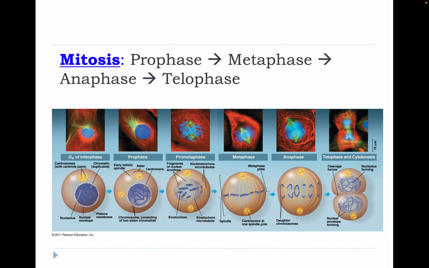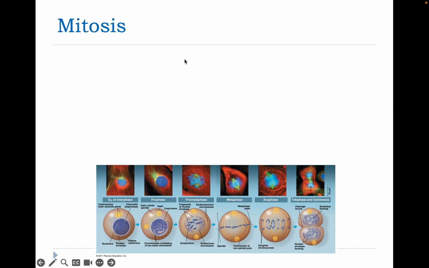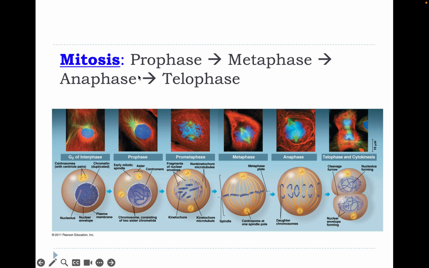All right, so let's talk about the phases of mitosis. We're focusing on these four. Depending on which resources you look at, you'll see some in-betweener phases. We don't need to worry about that. We're focusing on prophase, metaphase, anaphase, and telophase. And a good way to remember that is PMAT.